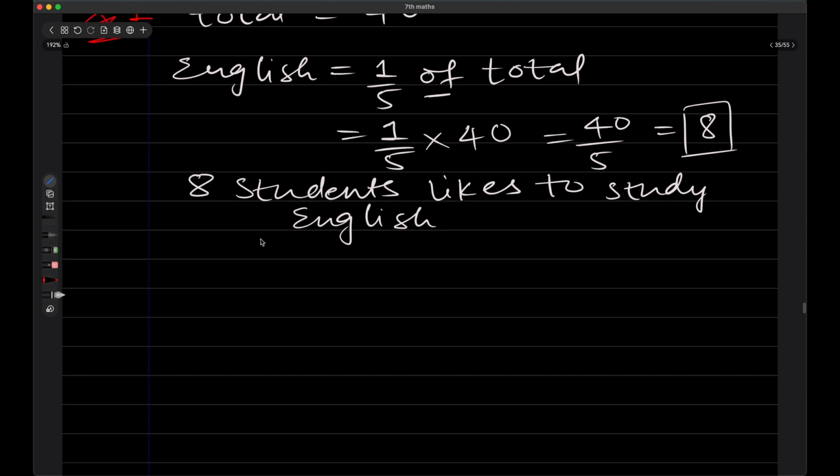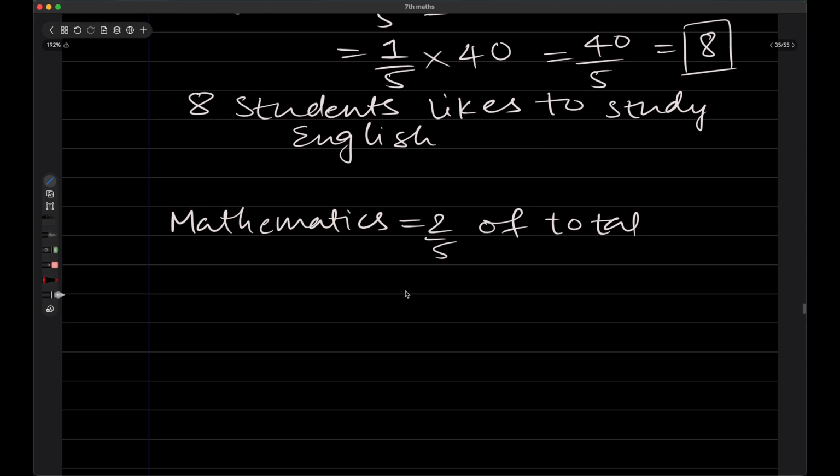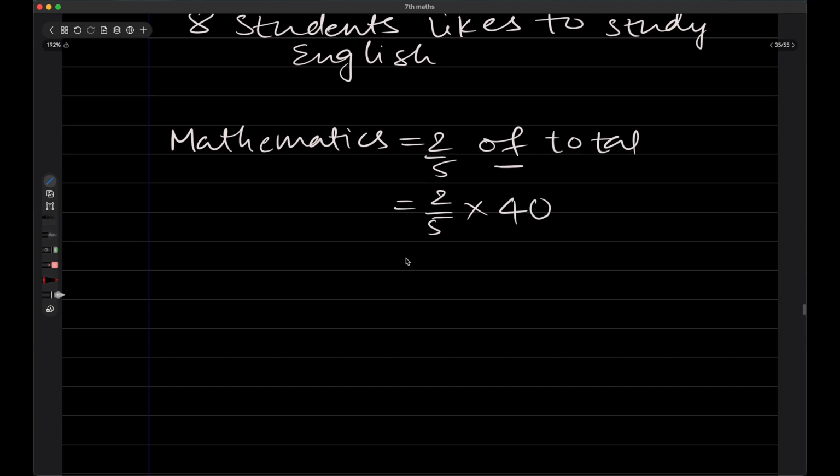Next, they say that 2/5 of the total number of students like to study mathematics. Two by five of the total students like mathematics, that is equal to 2/5. We can replace of by the multiplication sign, and in total there are 40 students, so that is equal to 2 into 40 is 80 divided by 5, that is equal to 16.